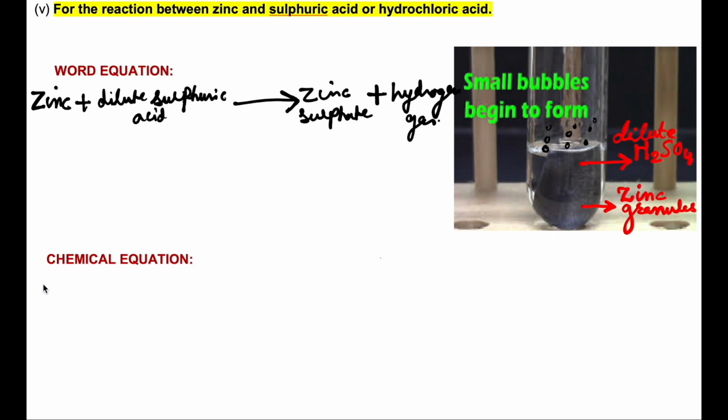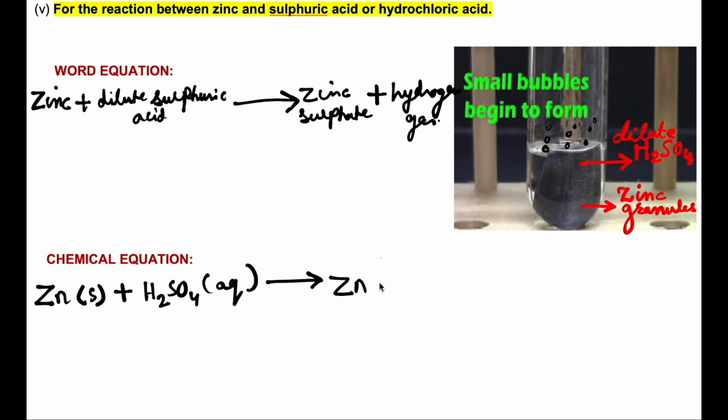And the chemical equation for the same will be written in the form of symbols as zinc, which is solid in nature, plus dilute sulfuric acid H2SO4, since it is dilute so aqueous is written, gives zinc sulfate ZnSO4, which is aqueous in nature, plus hydrogen. Since the hydrogen gas is evolved, an arrow pointing upward is written.